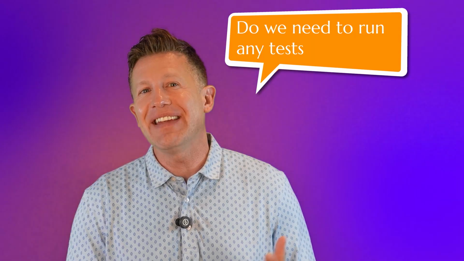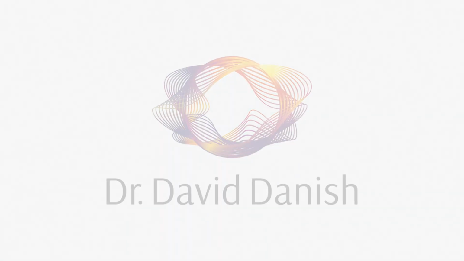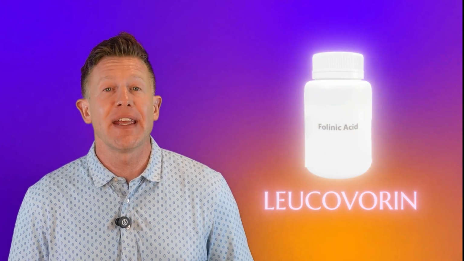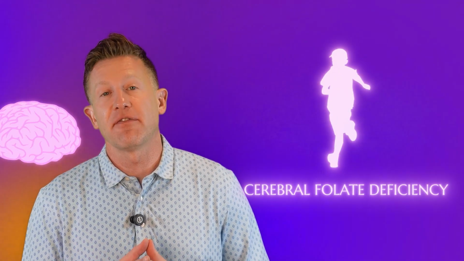One of the most common questions I've heard lately from parents of children or adults with autism is, do we need to run any tests before considering starting leucovorin? It's a very reasonable question. Leucovorin, also known as prescription strength folinic acid, is used to support folate delivery to the brain, especially in patients with autism spectrum disorder who are suspected to have a cerebral folate deficiency.